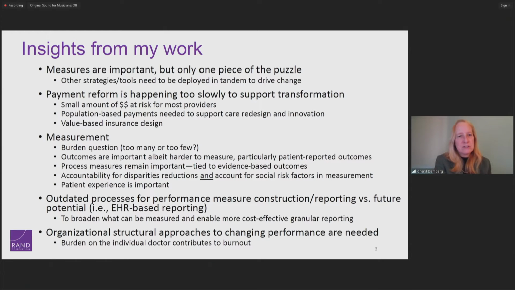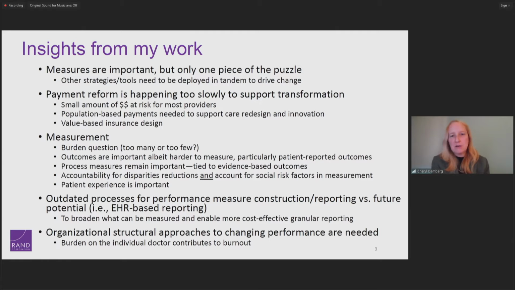Some of the issues on the table, so I sort of listened in a little bit toward the end of the last one. This issue of burden comes up repeatedly: do we have too many or too few measures? So this is where I think we have to be judicious in thinking about what are the important areas to measure and what can provide some of these macro signals.